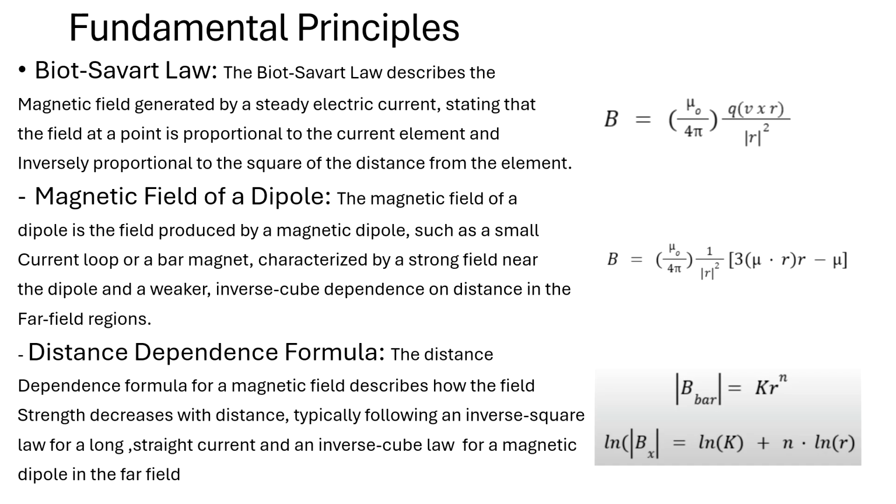And then the last principle is the distance dependence formula. This formula for a magnetic field describes how the field strength decreases with distance, typically following an inverse square law for a long straight current and an inverse cube law for a magnetic dipole in the far field. And once again on the right we have the formulas.